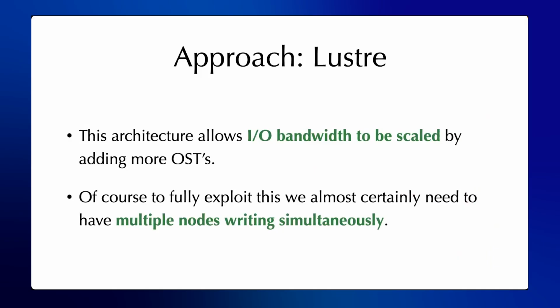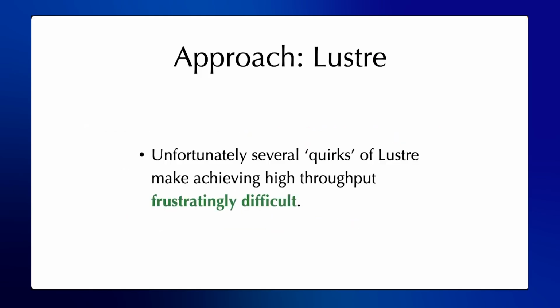The idea behind this is I/O bandwidth can scale. You add more OSTs, you can get more disk parallelism. But of course, to exploit this, you need to have multiple nodes writing to that file, because otherwise one node will quickly find itself saturated. Okay, now, Lustre has several quirks, and quirks is me being polite. And what this means is obtaining high throughput can be frustratingly difficult.